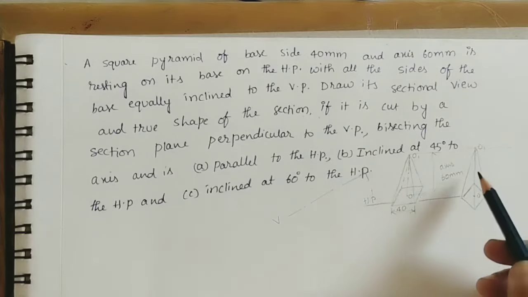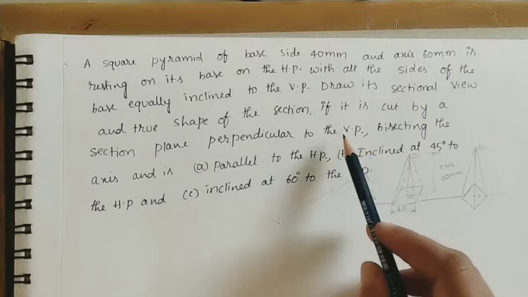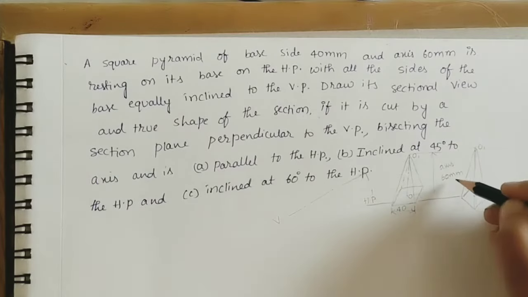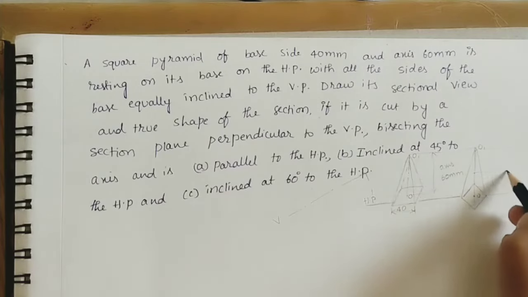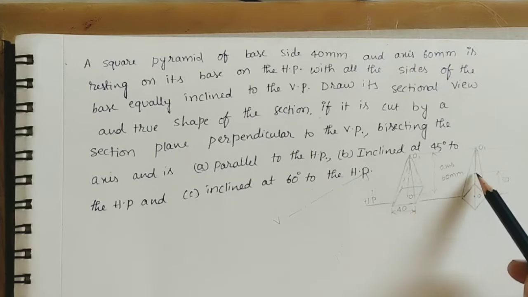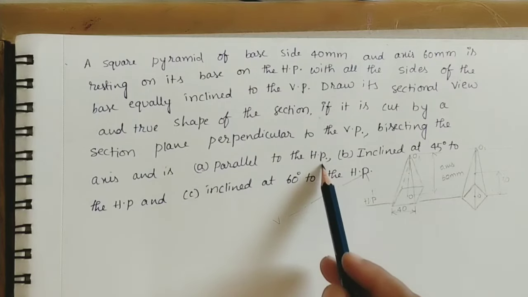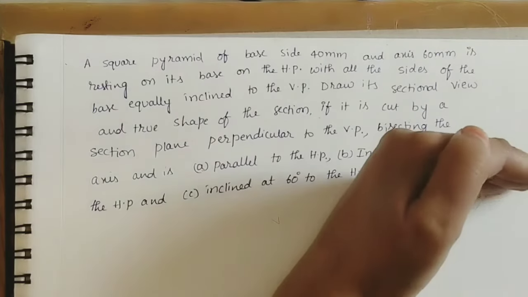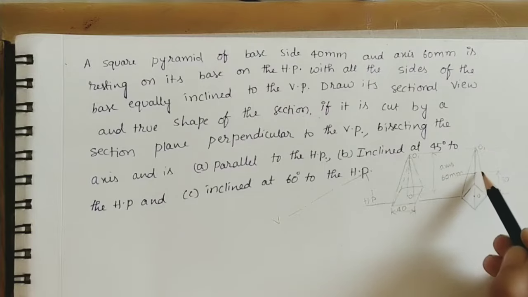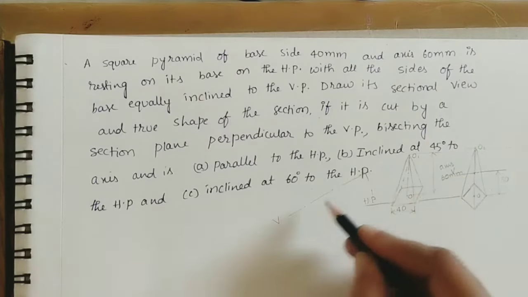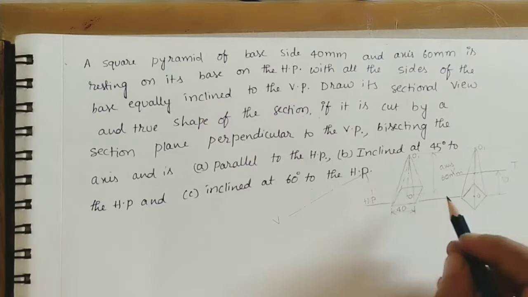Now this cutting plane is cutting this pyramid and also bisecting the axis. Bisecting the axis means whatever the axis height is, it is 6 centimeters, the plane passes through half of this axis length, that is, 30 mm distance. So this cutting plane is passing through the middle of the axis and is parallel to HP. This cutting plane is parallel to the horizontal plane like this. This is one of the cutting plane positions. The end points we give as V and T. So this is the first bit.